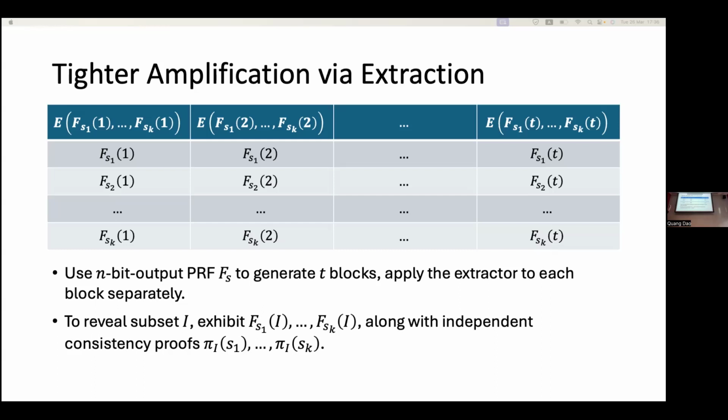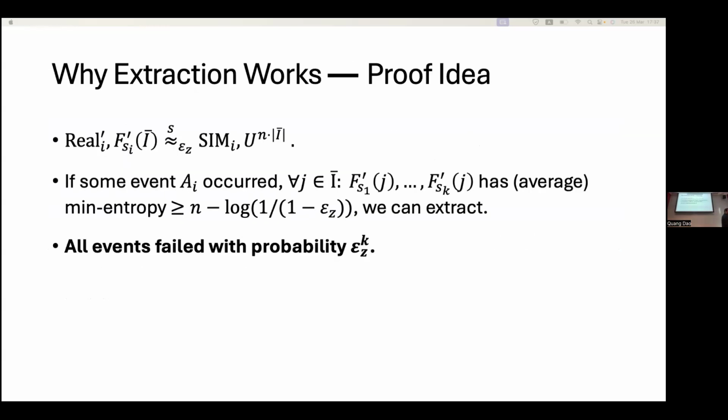One coupling event occurred, and the extraction works, because once even one coupling event occurred, then all the blocks in this row have high mean entropy, and when you take the concatenation, you still have high mean entropy, and the extraction works. Okay, so now we ask ourselves, what is the chance that no event occurred, and that only happens with probability epsilon z to the k, right?